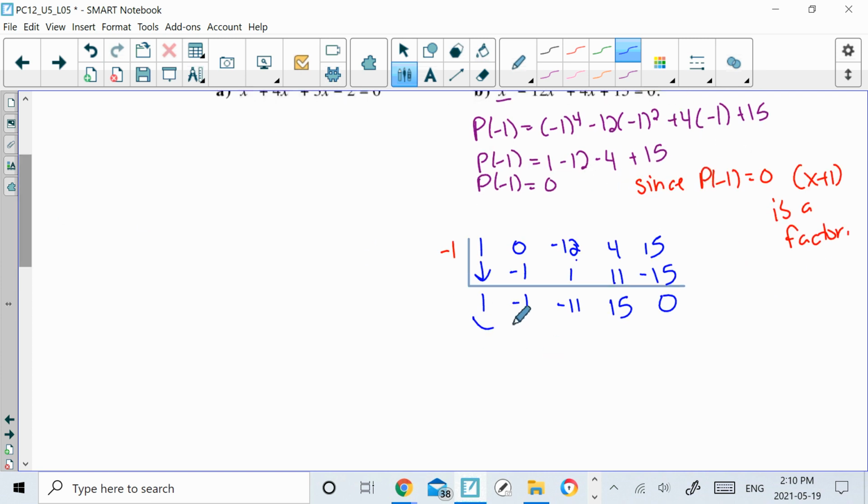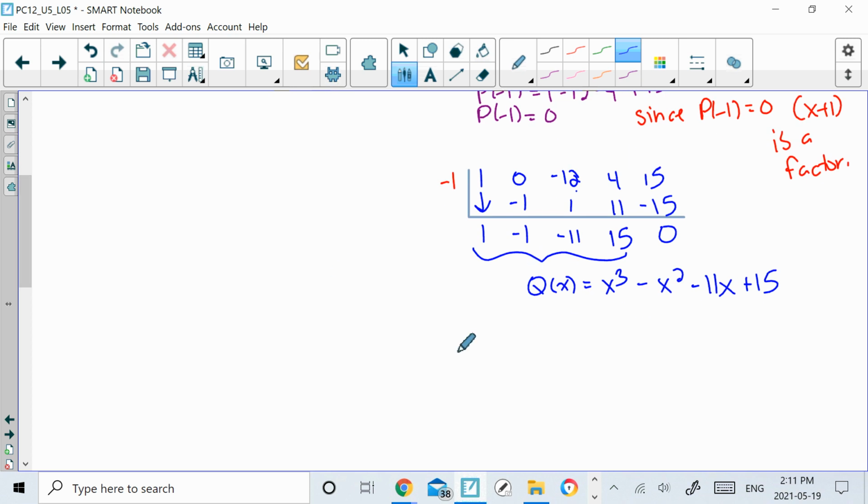This is my quotient. This was a 4th degree polynomial, so my quotient is a 3rd degree. That's an x to the 3. So 1x to the 3 minus 1x squared minus 11x plus 15. Where I am at now in my factoring is as follows. My polynomial, I've just proved that x plus 1 is a factor, and that was my quotient.